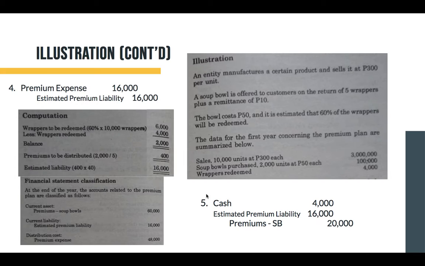Okay, so if they are actually redeemed also in this year, so we will recognize expense. So beyond the 16,000, if there are still redemption greater than 60%, then we need to recognize another expense. Okay, so we use the entry on our number 3.